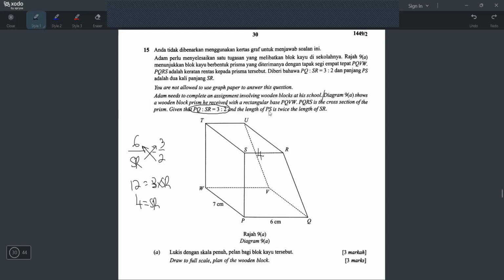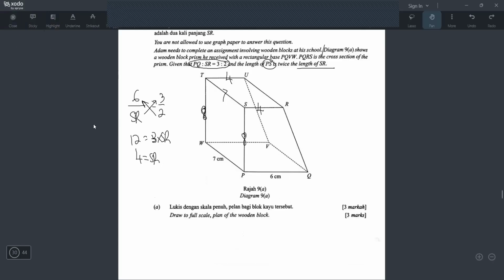And then it says the length of PS is twice the length of SR. PS length is twice SR, means this is 8, because 4 times 2, right? So this must be 8 also. And this is 7. This is 4 also. So far this is what I have.